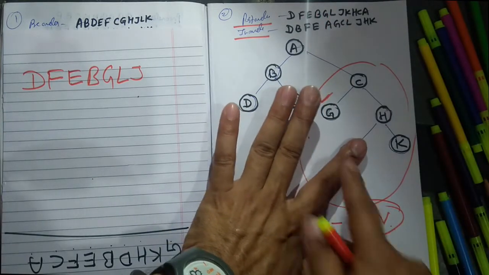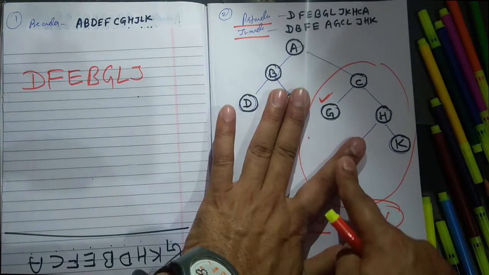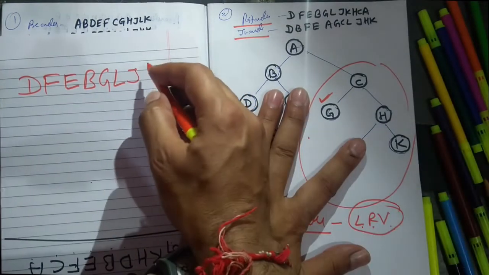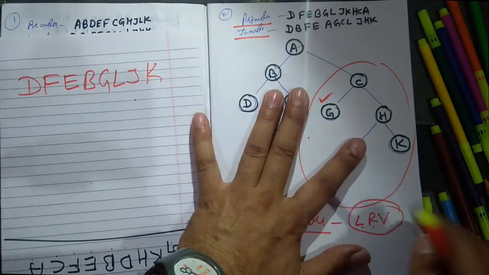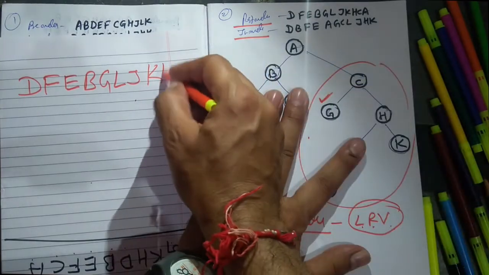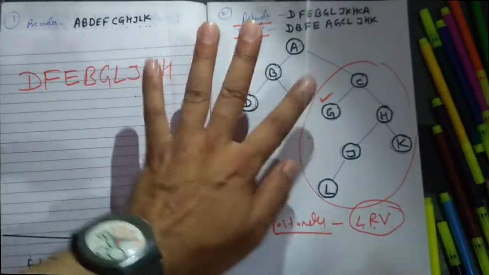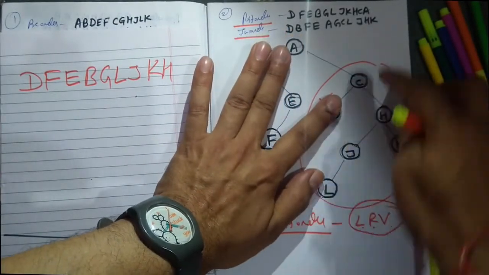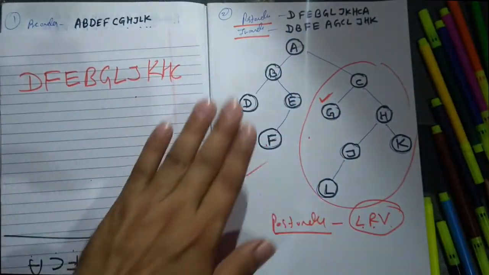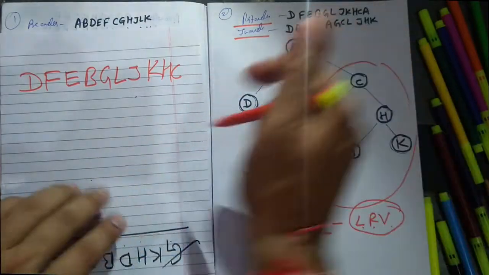Now suppose this has only one element, left. Now right is K, and widget is H. Left done, right done, widget done. Left done, right done, widget. Now left done, right done, widget.